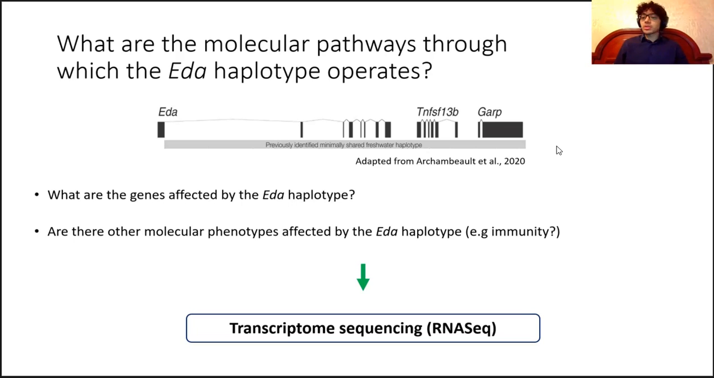In order to tackle this question, we use transcriptome sequencing. There are already studies comparing the transcriptome of marine and freshwater sticklebacks, but no study so far has tried to disentangle the effects of only the EDA haplotype. And this is what we try to do in our study.